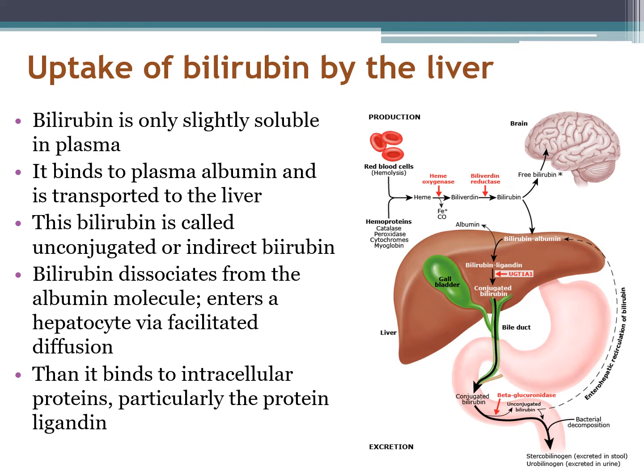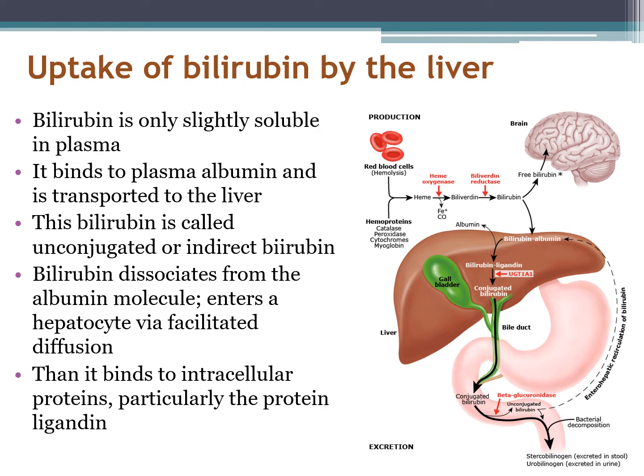When it passes near the hepatocytes, it gets absorbed into the hepatocyte via the process called facilitated diffusion. This means the movement of an ion or a molecule from a high concentration to a low concentration via a carrier protein. This is called facilitated diffusion.